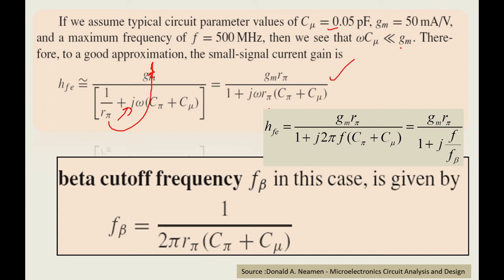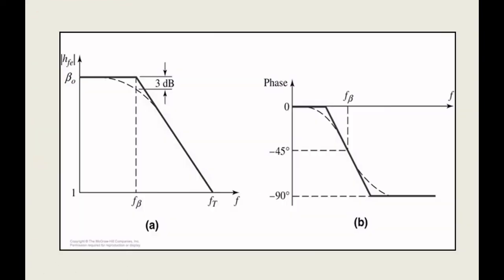That's all. See now, very interesting mathematics. Gm r pi divided by 1 plus j omega, I am writing this omega as 2 pi f, into r pi times (c pi plus c mu). I am considering the f beta. What is f beta? You want to know what is f beta.